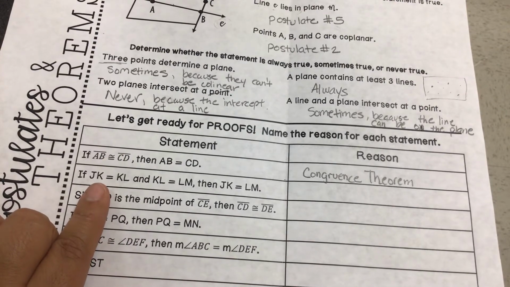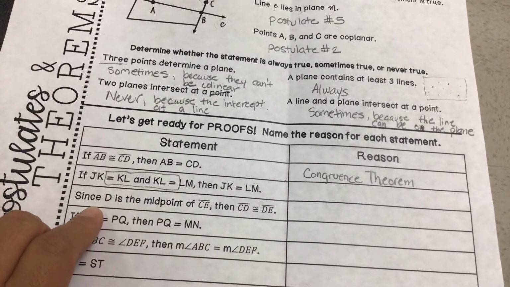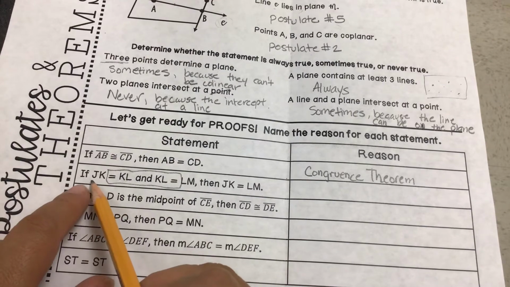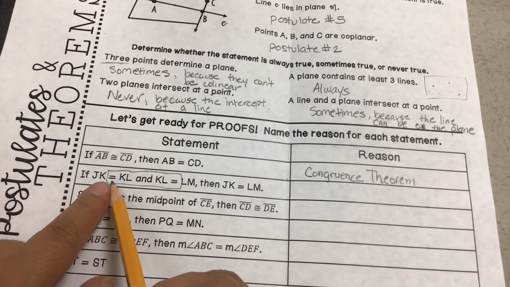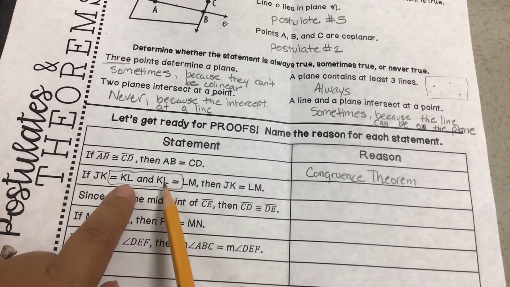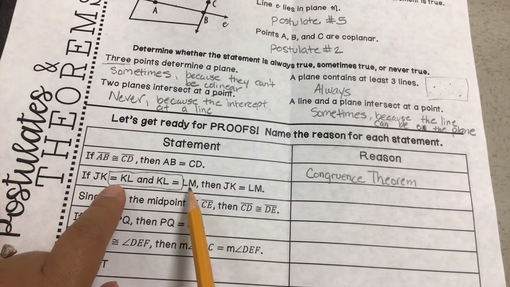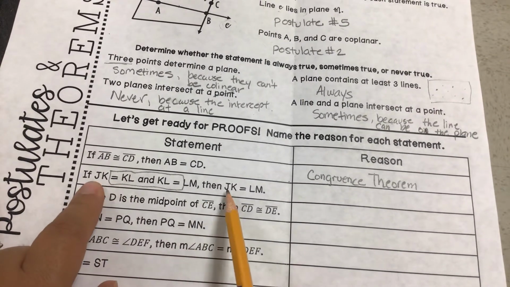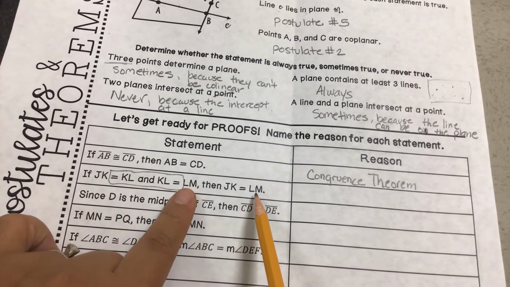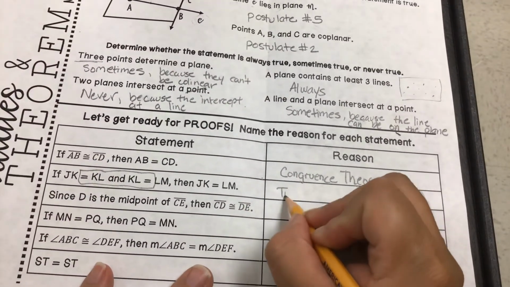Next, I want you to recognize this right here. Just from this box that I'm making, you should know the property, but let's go ahead and read it correctly. If the measurement of JK equals the measurement of KL and the measurement of KL is equal to the measurement of LM, then JK is equal to LM. And that's the transitive property.